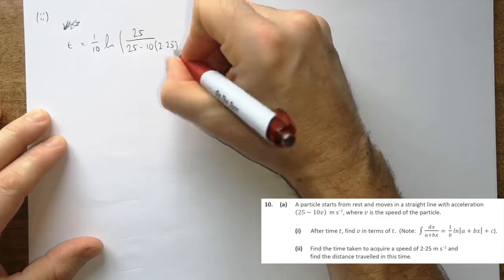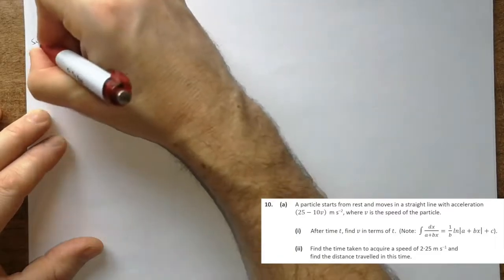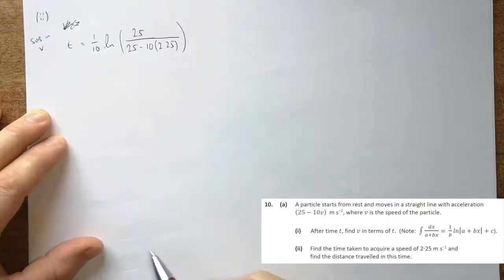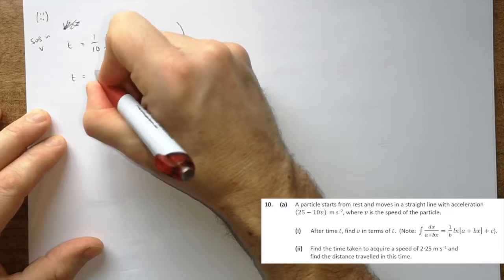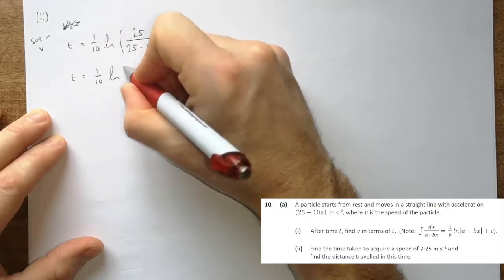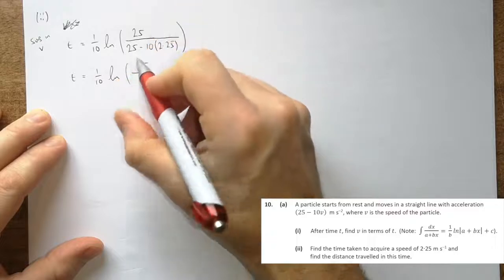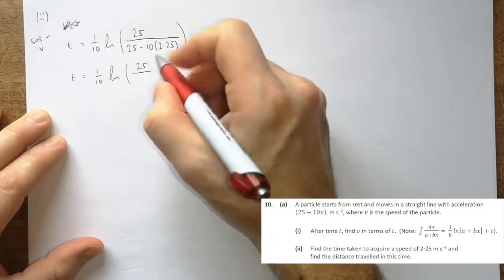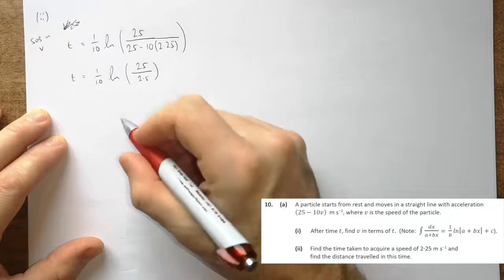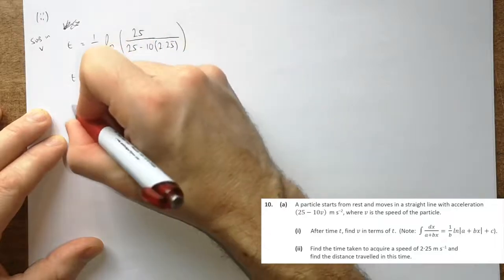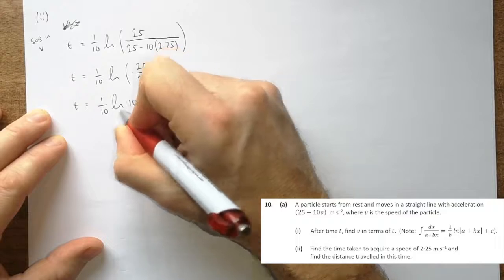Yeah, 25. Okay, so what we've just done is subbed in for v. That's going to pop out for us in a minute. t equals 1 over 10 natural log of 25 all over 25 minus 22.5 is 2.5. Look at this, aren't they being so nice to us? There's something else sneaking up along the way. And time equals 1 over 10 natural log of 10.